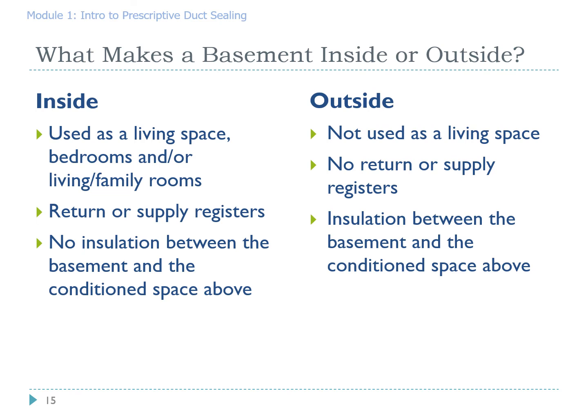Outside is more or less the opposite. It's not used as a living space. There might be a washer or dryer down there, but it's clearly not used on a full-time basis. There'd be no return or supply register in the space and insulation between the basement and the conditioned space above, making it truly outside the house.